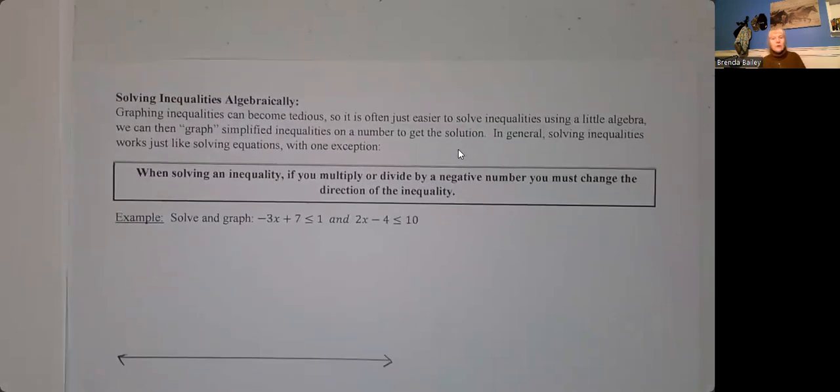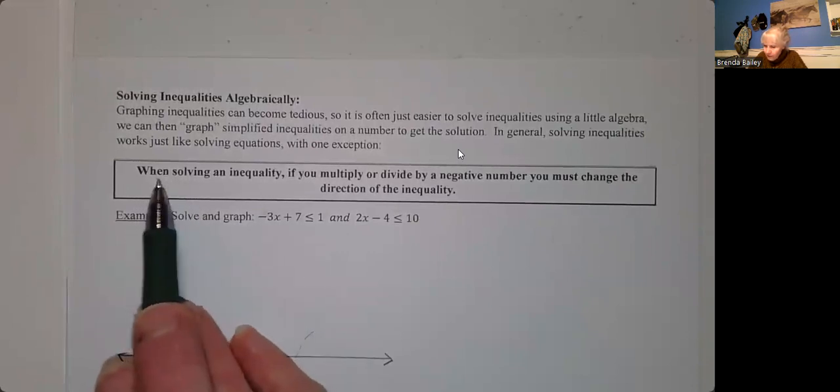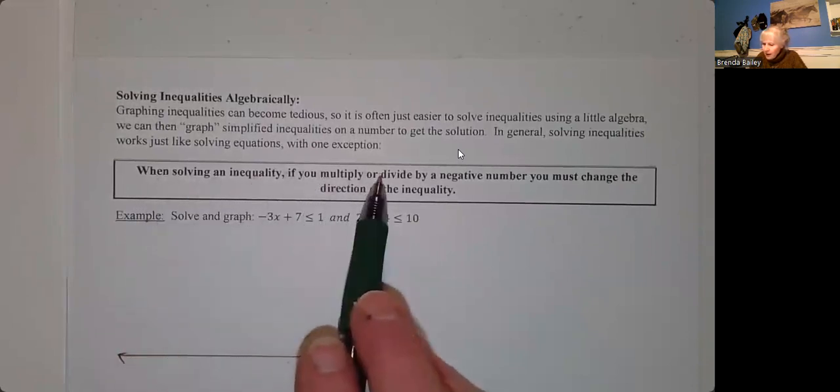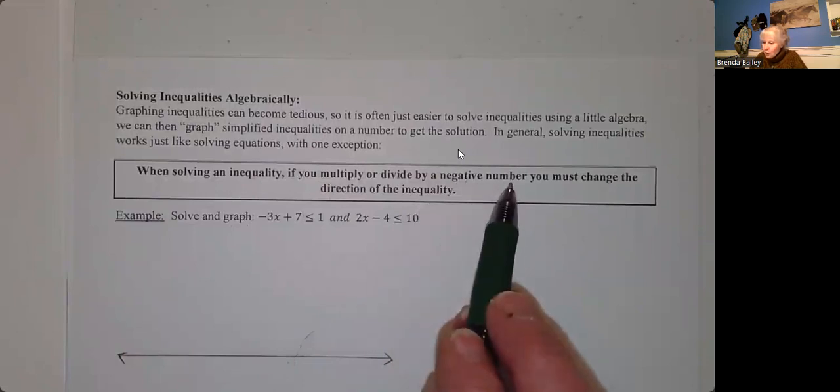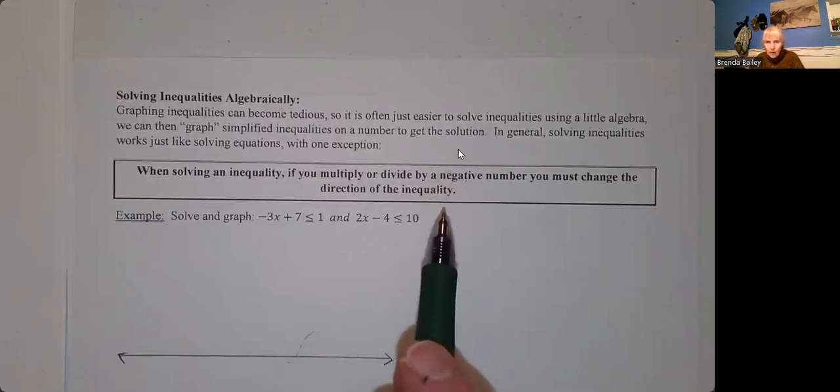So now what we're going to do is we're going to get the x by itself. So now we have to do some more steps. Up to this point, you've always had the x by itself on the left. Now we need to get the x by itself on the left. When you're solving an inequality, it's just a glorified equal sign. And the only time it's different than an equal sign is if you multiply or divide by a negative. So here, when solving an inequality, if you multiply or divide by a negative number, you must change the direction of the inequality. I usually say you just flip the inequality.